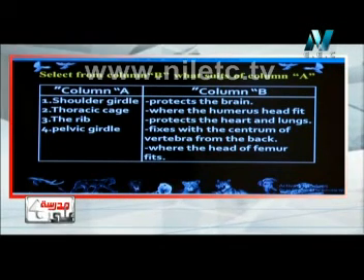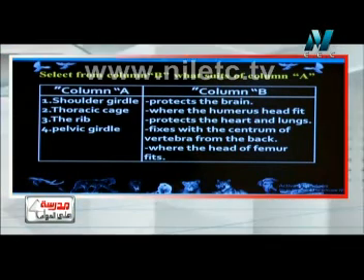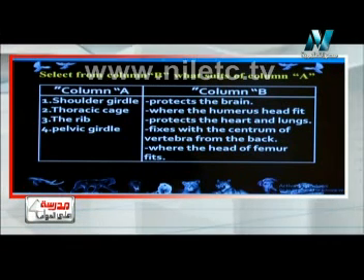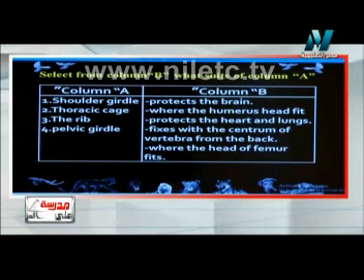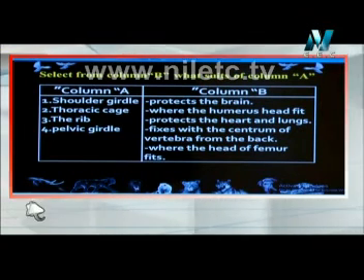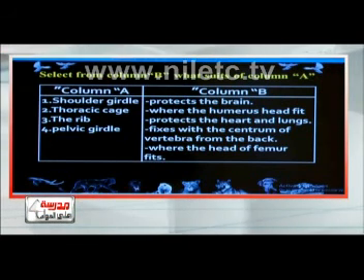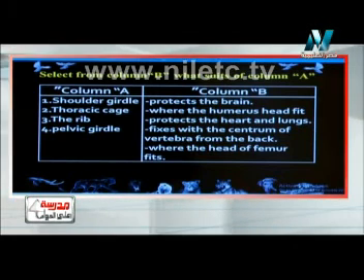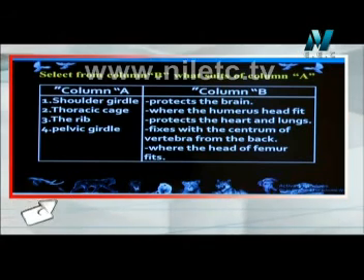The second point of column B, where the humerus head fits. The humerus fits inside the glenoid cavity of the shoulder, or of the scapula. The scapula contains a cavity which is called the glenoid cavity. So the humerus head fits in the glenoid cavity of the shoulder to form the shoulder joint. Protect the heart and the lungs. It is the rib cage or the thoracic cage which protects the heart and lungs against shocks.